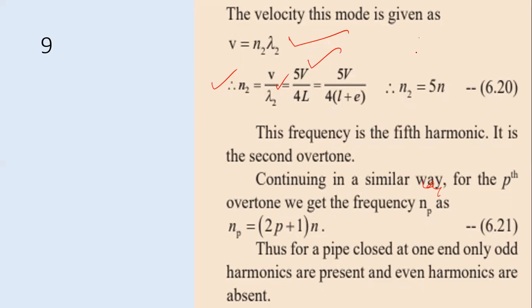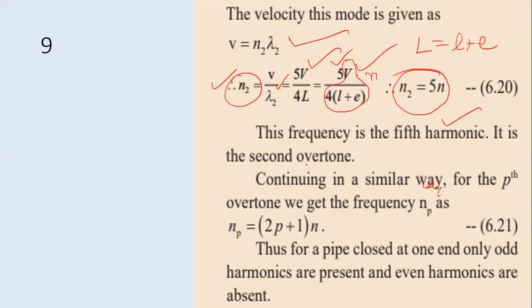If we substitute capital L is equal to small l plus e, then n2 is equal to 5v upon 4 into bracket small l plus e. But v upon 4 into bracket l plus e is nothing but n. And therefore n2 is equal to 5 into n, 5n. This frequency is the fifth harmonic. It is the second overtone.